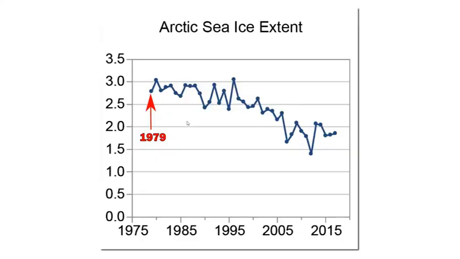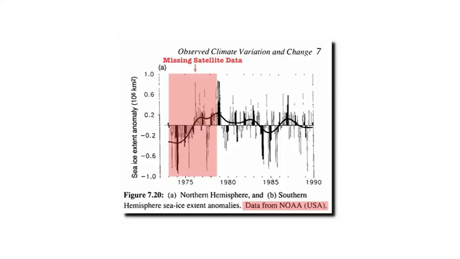Now let's look at the Arctic sea ice extent graph, which starts in 1979. Starting in 1979 makes it look like sea ice extent is decreasing linearly. And now let's look at the data which is being hidden. This graph is from the 1990 Intergovernmental Panel on Climate Change report. It shows Arctic sea ice extent all the way back to the early 1970s. And as you can see, extent was much lower prior to 1979, and 1979 was the peak.